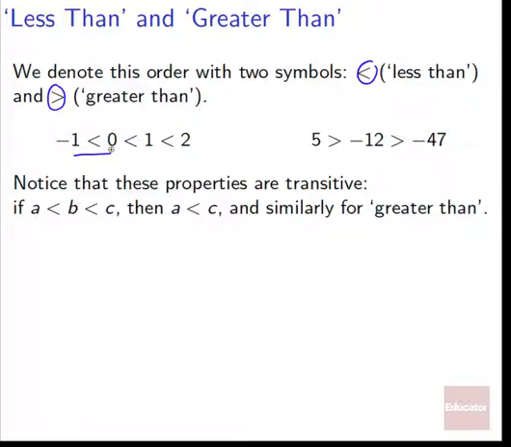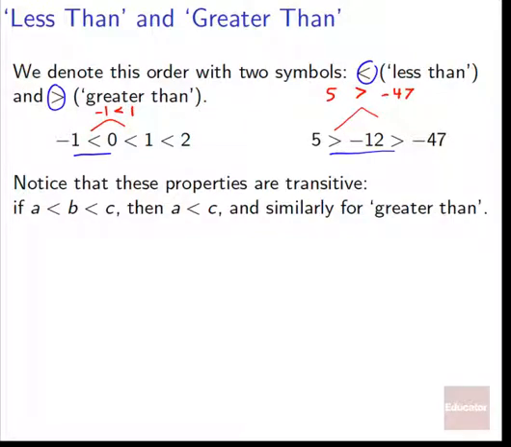So these properties are transitive. That's something we can notice. If A is less than B is less than C, then A is less than C as well, and similarly for greater than. This makes sense, right? If we've got -12 in between them, we can just snip out the -12 and we will get 5 is greater than -47, and similarly over here, -1 is less than 1. So we've got the order, and we don't have to have all of the elements in the middle for the order to still be there.